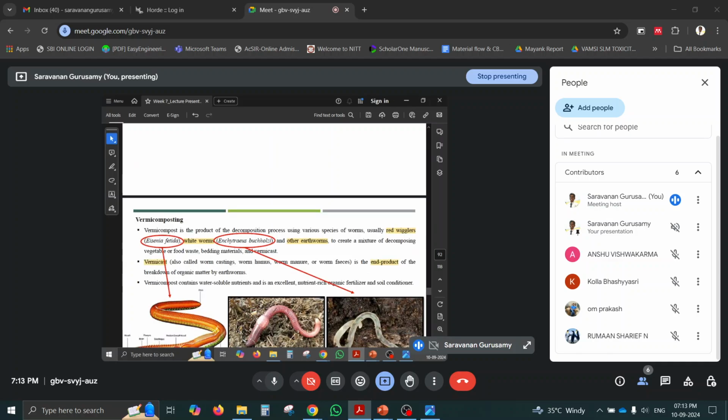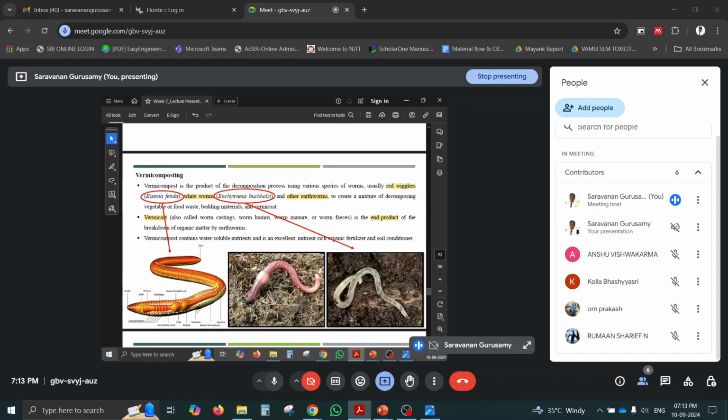Then coming to vermicomposting, that is one type of composting only. That is not a different one. That is a type of composting. We are using earthworms to do this composting process. Instead of microorganisms, we are using earthworms, because in its gut the earthworm has some microorganisms that will degrade the organic matter in the solid waste, and whatever the excreta from the worms, that we are using as vermicompost. So this is the whole process of vermicomposting.